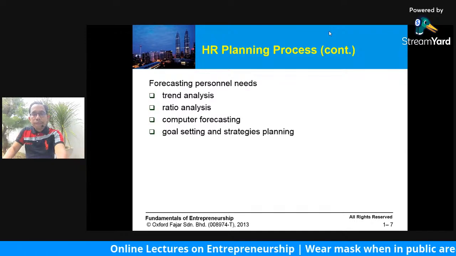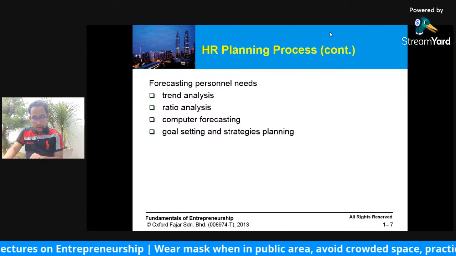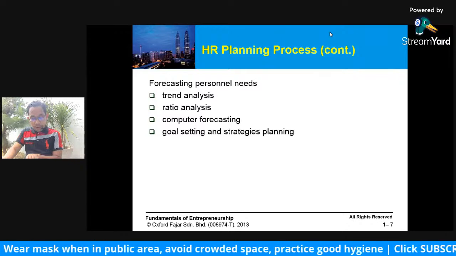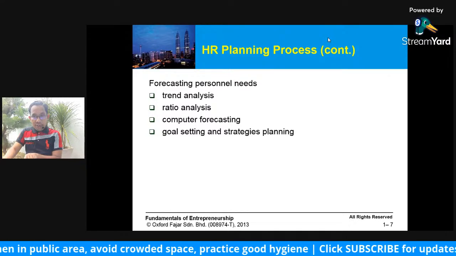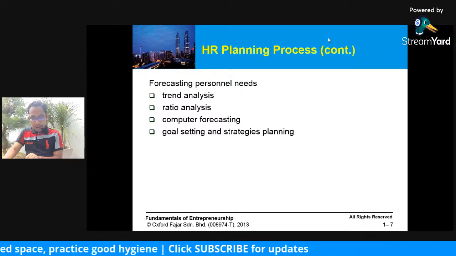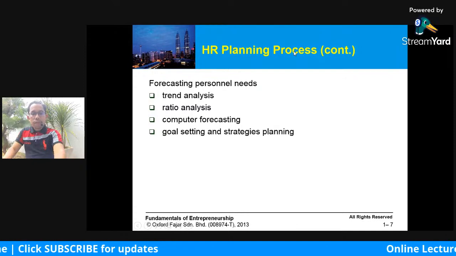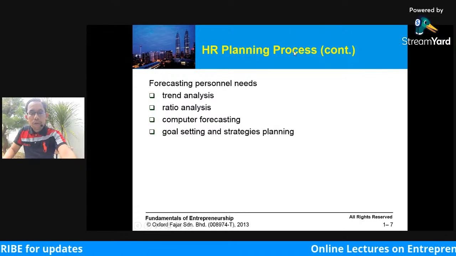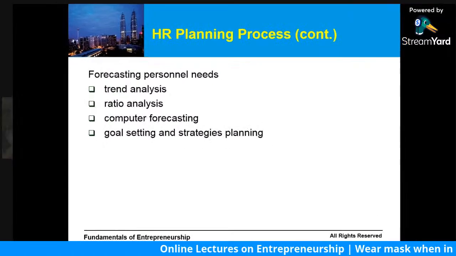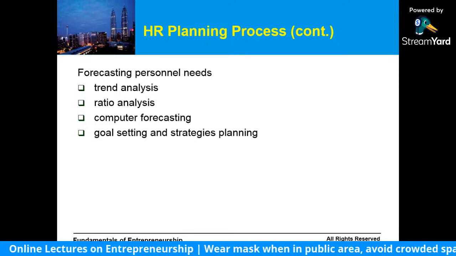Another one here is quite different from the book. It's called goal setting and strategic planning. So goals are based on the outcome of the labor supply and demand analysis. All right, so clear to you.